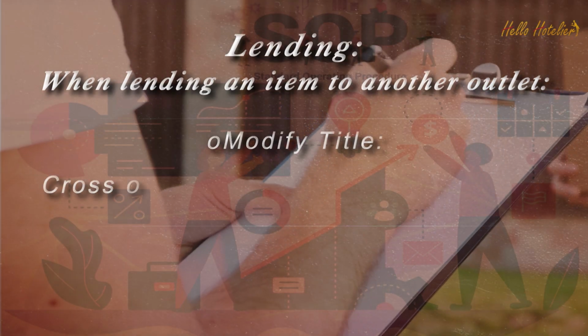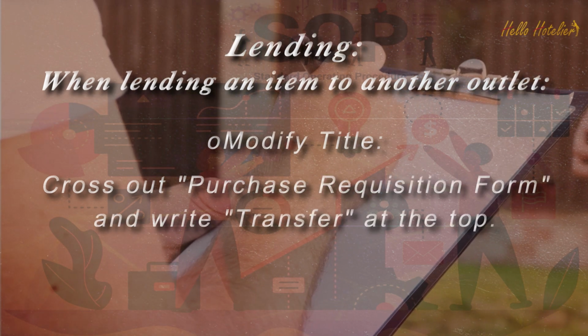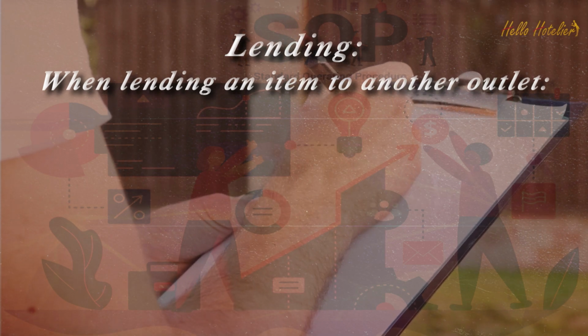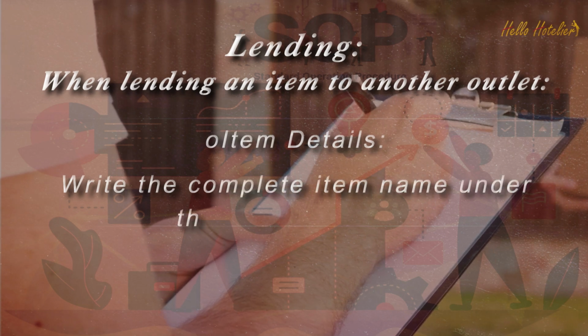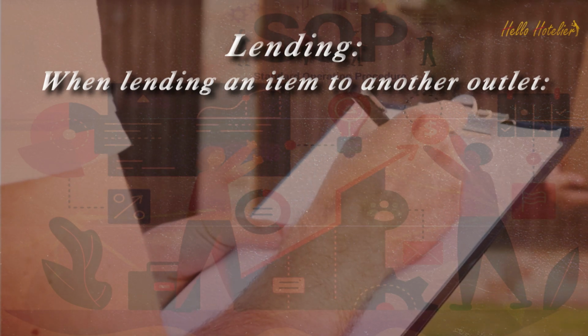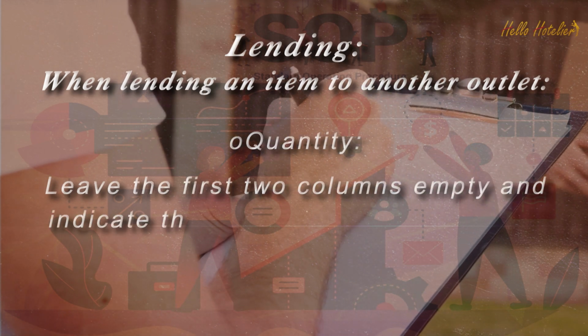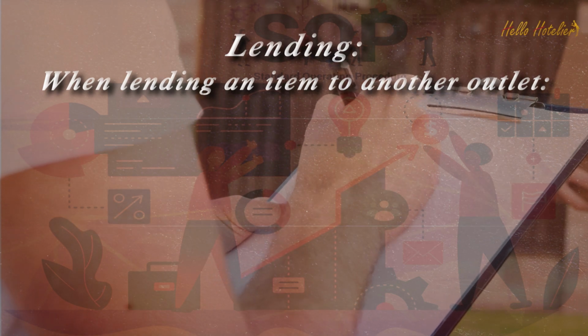Modify title. Cross out purchase requisition form and write transfer at the top. Date. Fill in the transfer date. Item details. Write the complete item name under the item column. Quantity. Leave the first two columns empty and indicate the quantity to be transferred under transfer QTY.